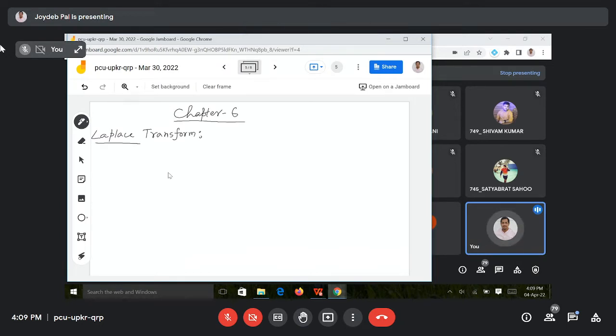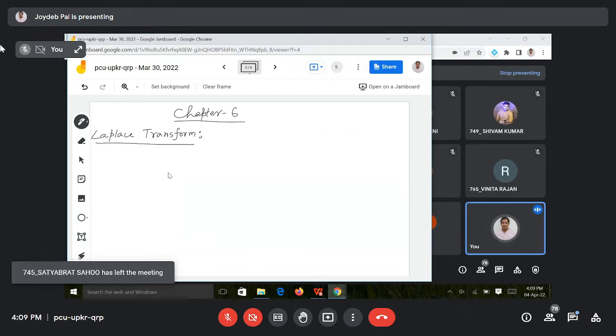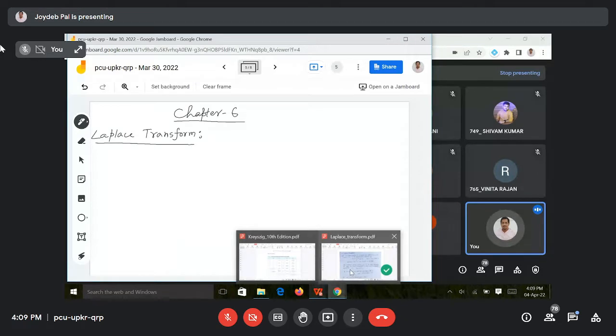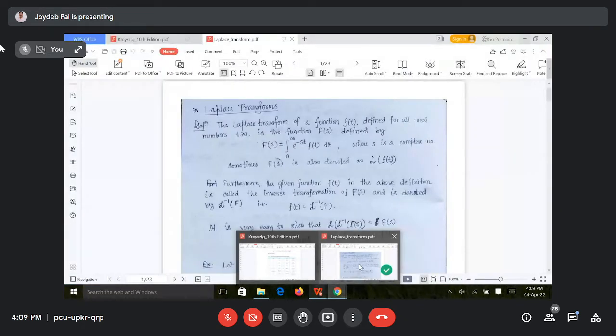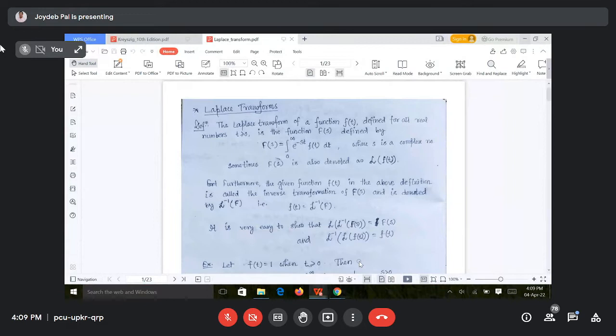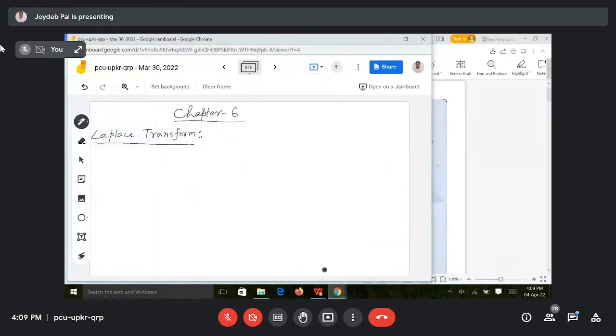So Laplace transform, in short, you can also say Laplace transformation. See, Laplace transformation of a function f(t), which is defined for t greater than or equal to 0. What is that? Here we are going to find one kind of transform of a function.